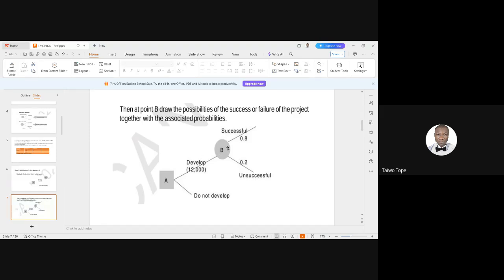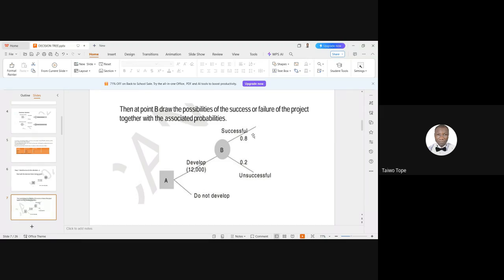For it to be successful, the probability is what? 0.8. For it not to be successful is what? 0.2. Now, if the project is successful, what are the two possible outcomes? This is another chance node. That is why you have it in a circle. Another chance is coming here.